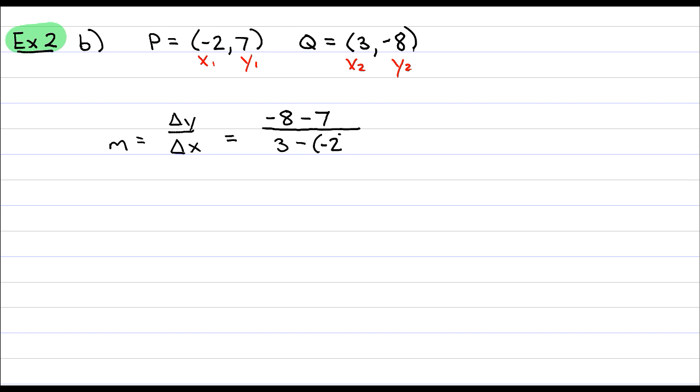You need to be very careful about the signs here. It's easy to make a sign error on this problem. Okay, now calculating these, in the top, minus 8 minus 7 is negative 15, divided by 3 minus a negative 2, that's 3 plus 2, which is 5, and so our slope in this case is minus 3. Okay, let's go on to part C.